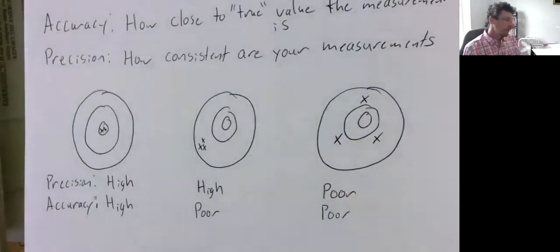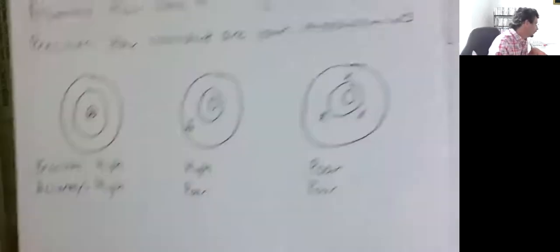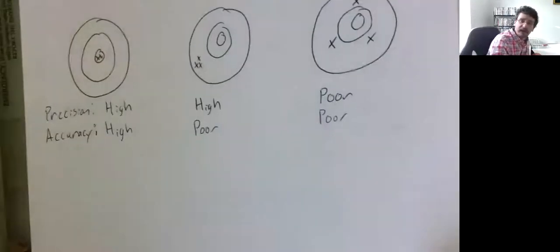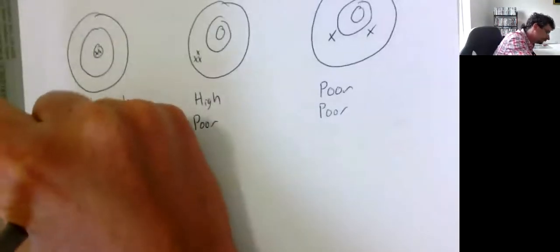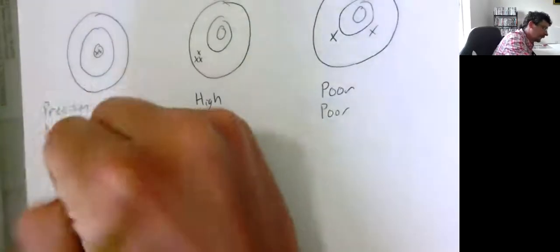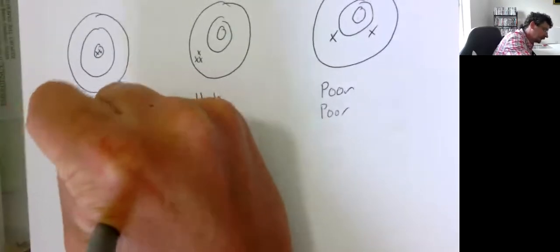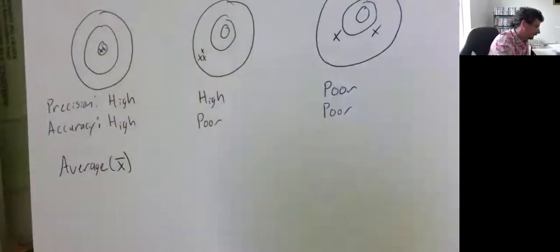Okay, so we have an idea of what accuracy and precision mean now. But we have to talk about some of these descriptors. What is an average? What is a standard deviation? And so on. So let's look into the mathematics of each of these. Averages are pretty simple. They're often given the symbol X bar, x with a bar on top.